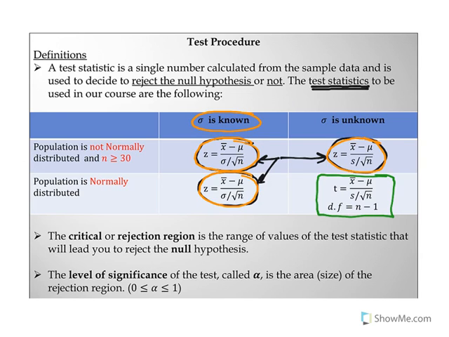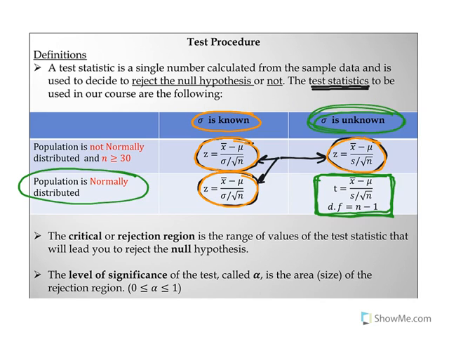So now I will stop this video here, but the next part is going to deal with the t. What happens if you are in the situation where sigma is unknown and your population is normally distributed? This is when you use the t distribution. So this will be the next part, so please watch it.